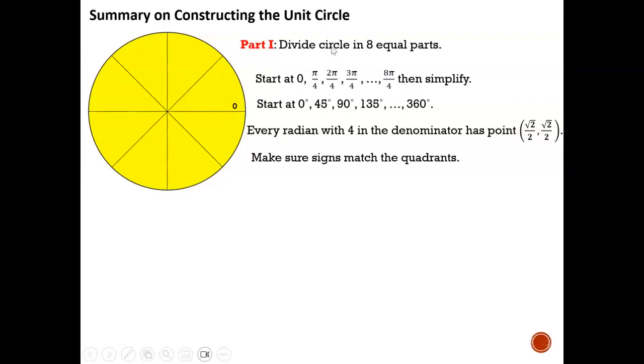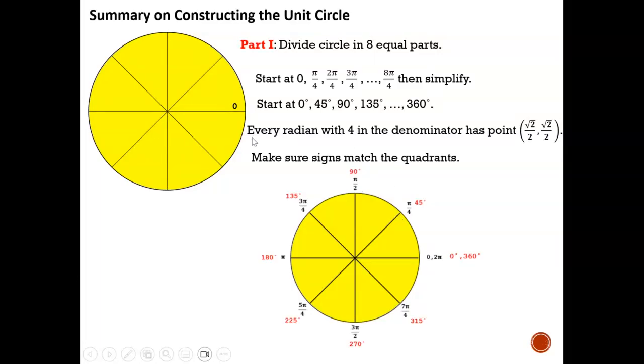So for part 1, right, we divide the circle into 8 equal parts. The first part, we start with 0 and go all the way. We keep adding pi over 4 until we get to 8 pi over 4 and then simplify, right? And then every radian with a 4 in the denominator has my point. So that's my point, right? These are the points. So every radian with a 4 in the denominator, that's my point. It's going to go there.